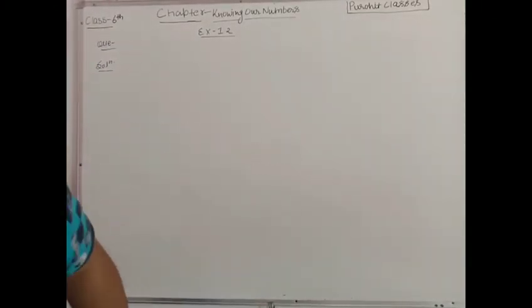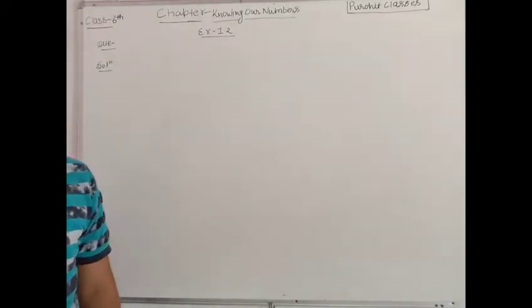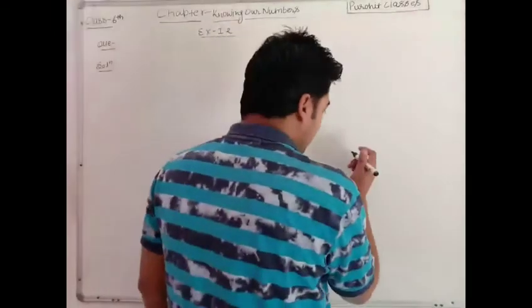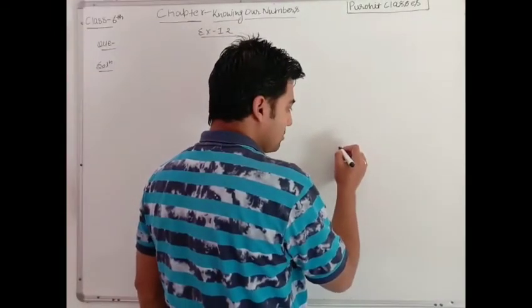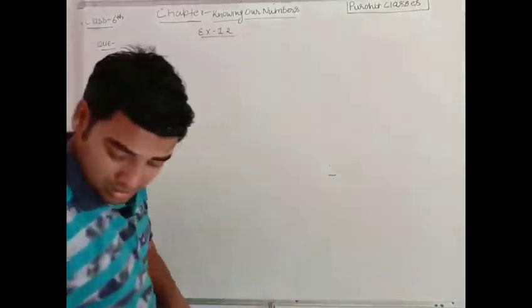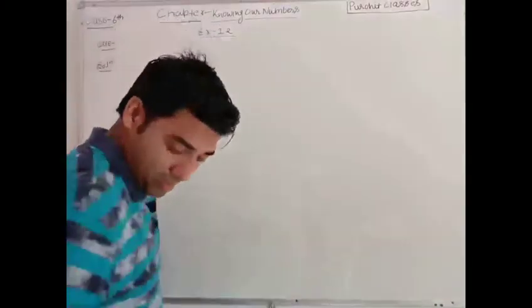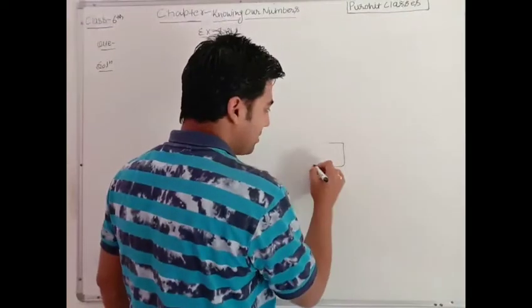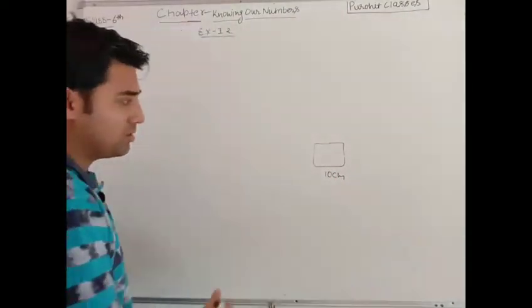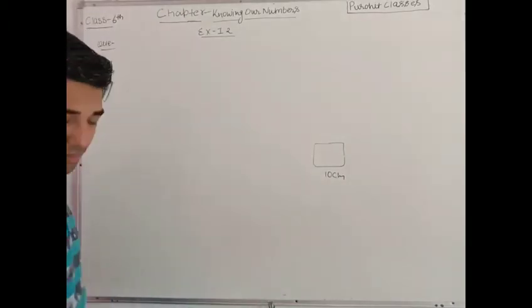Okay, now let's see question number 9. To stitch a shirt, 2 meter 15 centimeter cloth is needed. Suppose I have to make one shirt. I don't know how it will look. This is a shirt and it needs 10 centimeter cloth. This, for example, is for our toy, our Barbie or whatever you say.